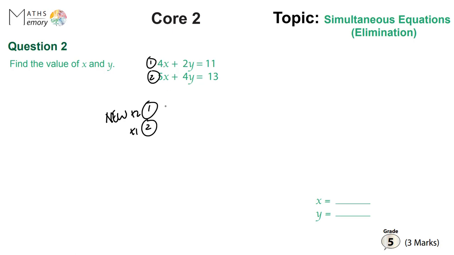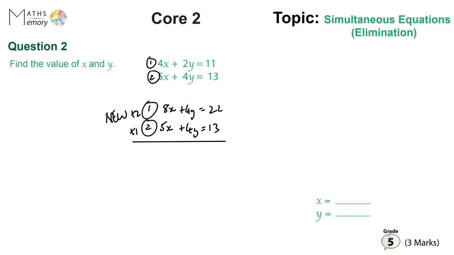4x times 2 is 8x. 2y times 2 is plus 4y. 11 times 2 is 22. Over here with the second equation, 5x times 1 is 5x. In fact, you can just write it the same because everything times 1 is simply itself. So this stage should be familiar to you. This looks like how the basic style would look like, i.e. we have the same coefficients on the y variables.